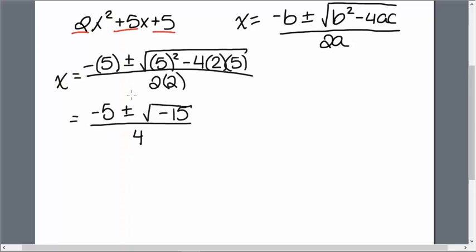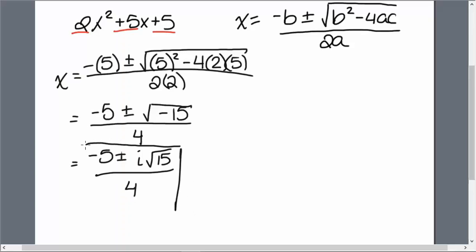Now you may be noticing a problem with this one, in that we are taking the square root of a negative number. Now that is an impossibility. If you take the square root of a negative number, you end up with i. So if you're going to simplify this down, remember that anytime you take the square root of a negative number, an i comes out. So this is plus or minus i root 15 over 4. And there is our final answer.